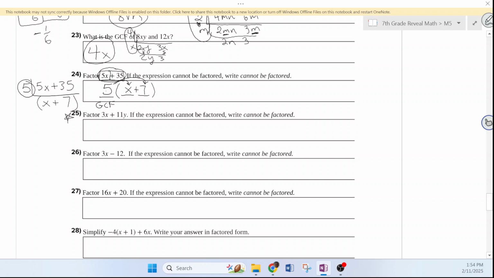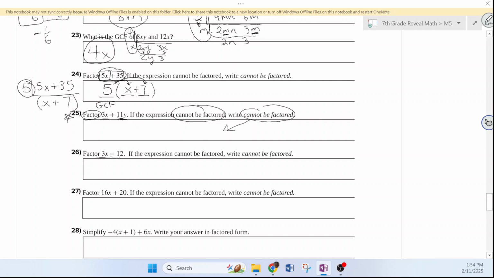Now this one is one where you're looking at them and you're staring at them and you're thinking, they look like they're going to work. So then you realize, oh, if it can't be factored, we write this phrase here, cannot be factored. Okay? Right. So we're just going to write that right there.